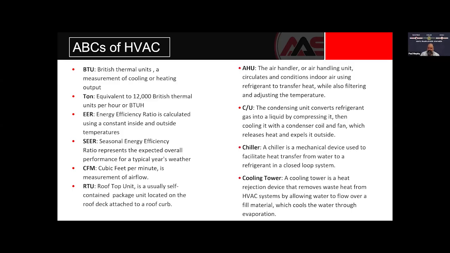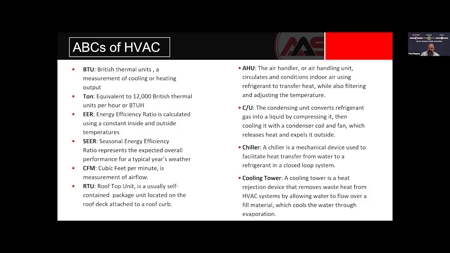So BTU stands for British Thermal Units. It's a measurement of cooling or heating output. A ton is equivalent to 12,000 British thermal units per hour. So when they're talking about tons, we're not talking about the weight of the equipment. We're talking about the cooling or heating capacity of that equipment, and that is measured in BTUs. So 12,000 BTUs is equal to 1 ton, and we just continue to multiply that on and on. It's just easier to speak about the capacity than talking about British thermal units. It's easier just to say, hey, this is a 1 ton, this is a 2 ton.